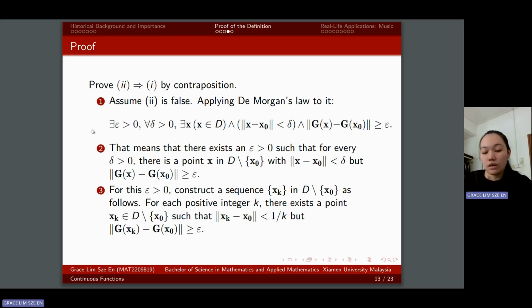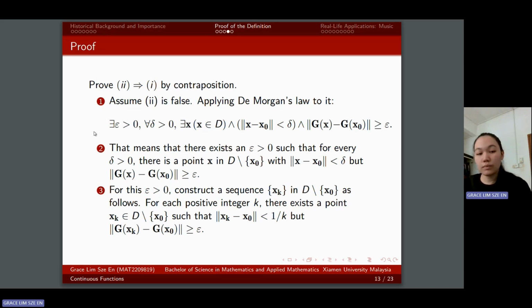So basically, it's saying that there is some epsilon bigger than 0 such that no matter how small we choose delta, we can always find a point x in D slash x naught which is within delta distance of x naught, but the function values g(x) minus g(x naught) will differ by at least epsilon distance. So not less than epsilon, at least epsilon. So bigger than or equal to epsilon.